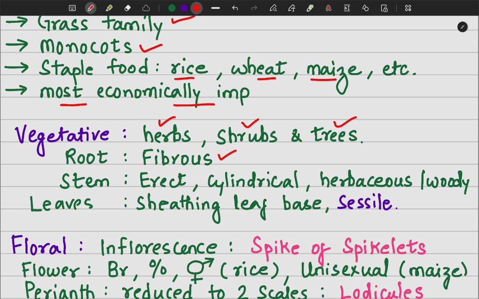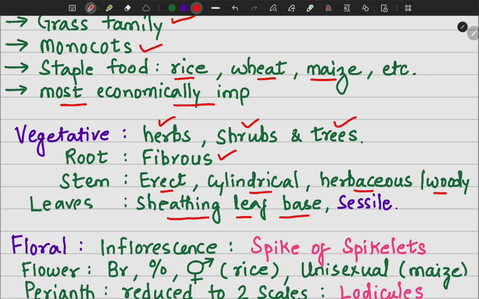If you remember when we studied about the types of root, we studied that most of the monocots have fibrous root system, right? And also the other characteristics that we studied about monocot plants, you can include them in the vegetative and floral characteristics. If we talk about the stems, they are erect, cylindrical, herbaceous or woody. The leaves have a sheathing leaf base.